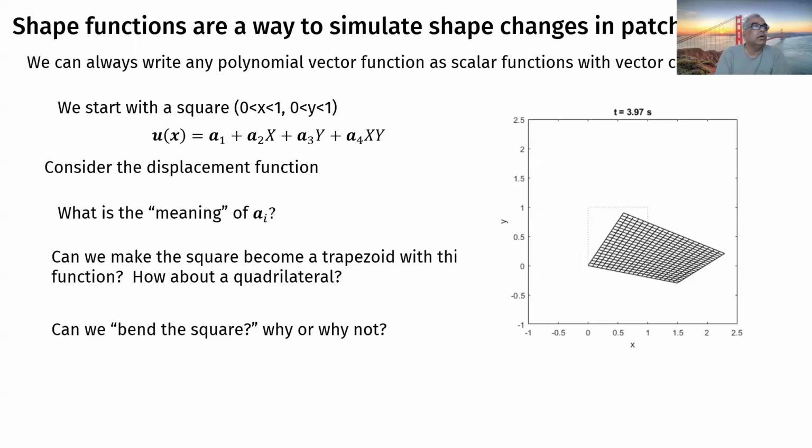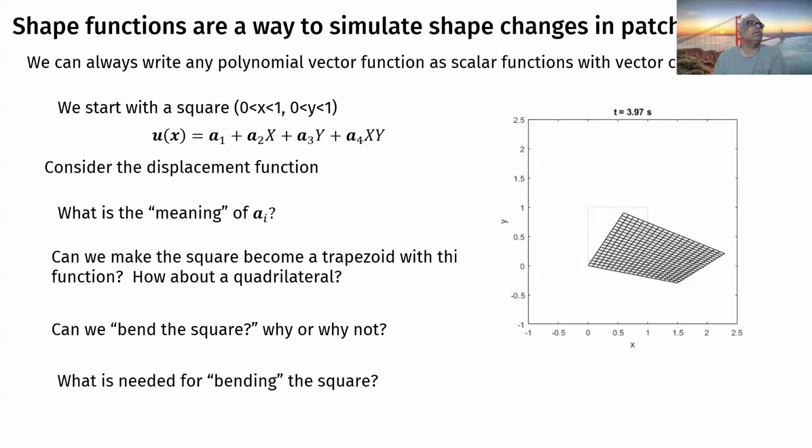Okay, but we cannot bend it. Can you see? The edges are always straight. Can we bend the edges with this? The answer is no, because it is bilinear. It is linear in X, it's linear in Y. For you to be able to bend it, you need at least something that is quadratic or cubic or something else in one of the variables.